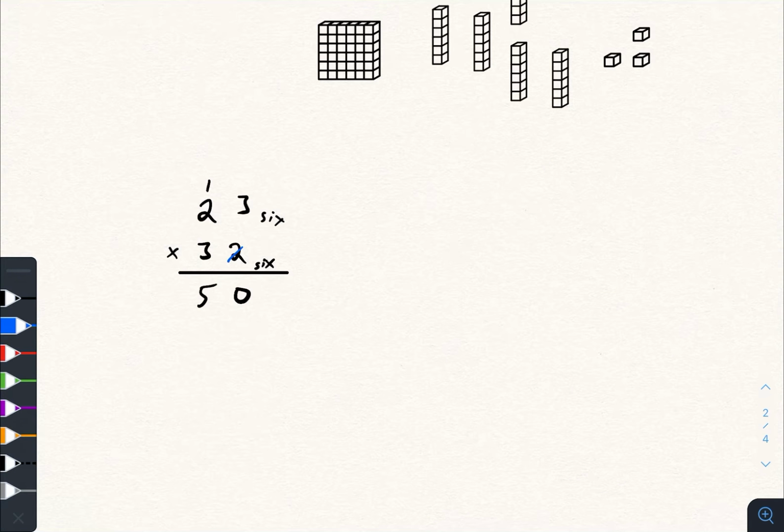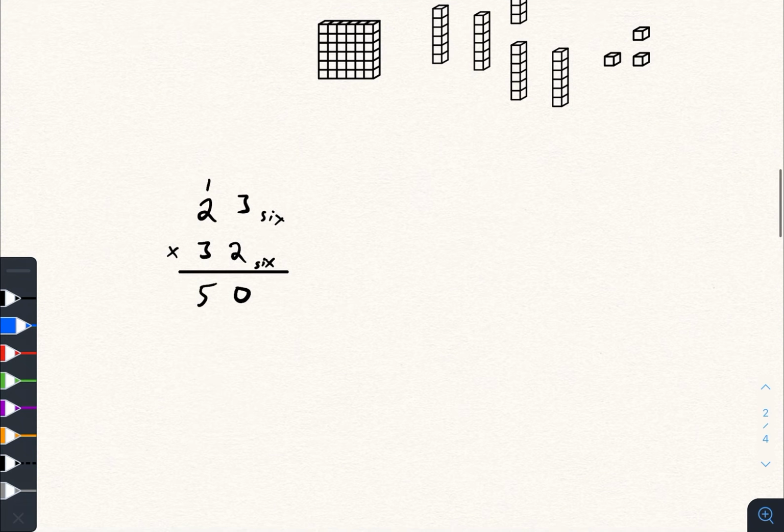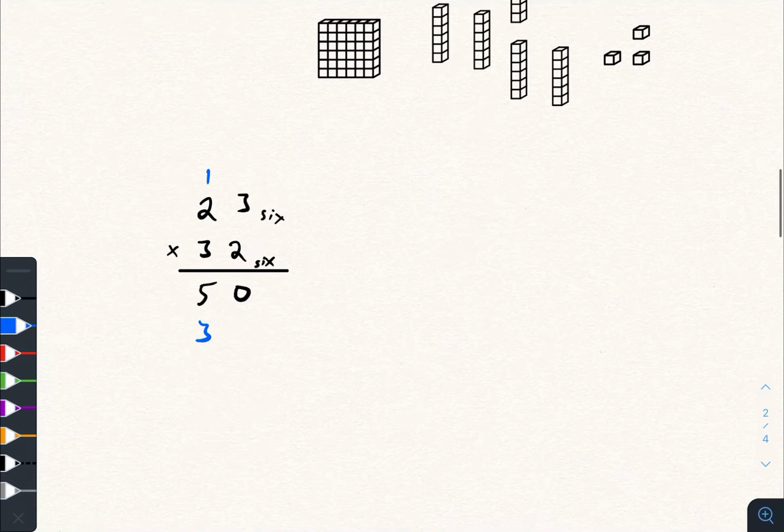Okay, now we're done with the 2. Now let's multiply by 30 base 6. 3 times 3 base 6. 3 plus 3 base 6 is 10 base 6. And then plus another 3 is 13 base 6. So we have 13 base 6. And then 2 times 3 base 6 is 10 base 6. And then add another 1. That should be 11 base 6. And I'll add that 0 right there.